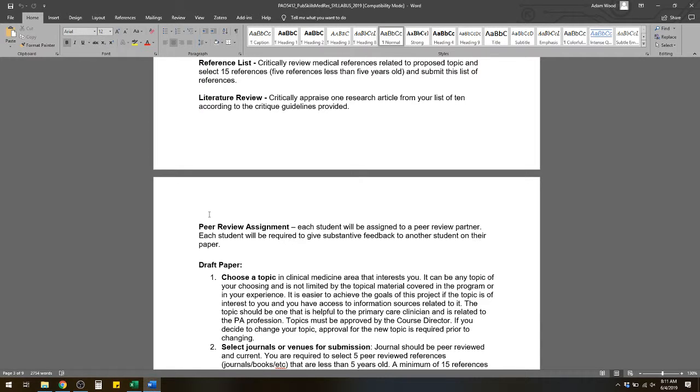So you can say, well, I don't think your argument here is very well supported. Perhaps pull another reference to try to support this. Or, I think that you misinterpreted these stats here. I think what it's actually saying is X, Y, and Z. That is substantive constructive criticism. That's what we're looking for there.